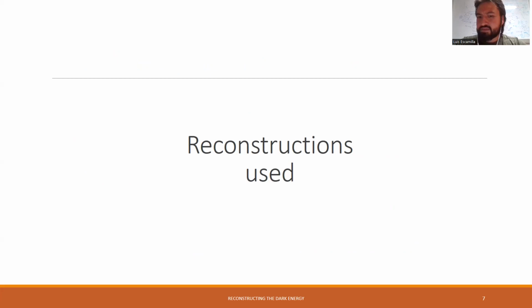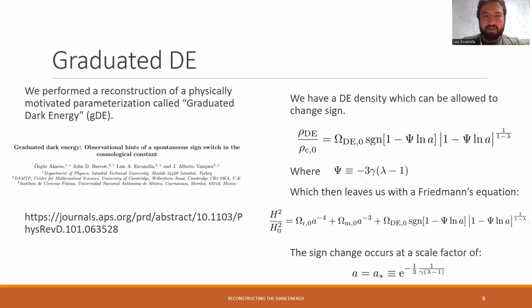So what reconstructions do we use in this work? First, we have a parameterization called the graduated dark energy. This one is physically motivated. We have a dark energy density that is allowed to change sign. So around a certain scale factor or redshift, we can see a weird behavior where our dark energy density can change sign from a positive to a negative one. This is the functional form, and the parameters to infer are the sigma and the lambda you can see here.